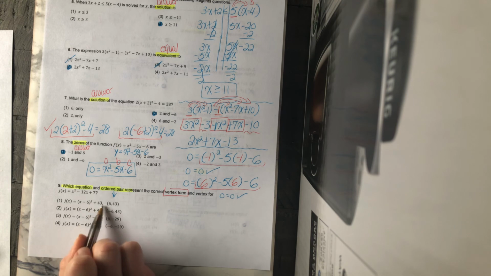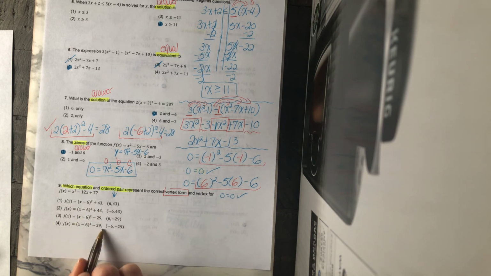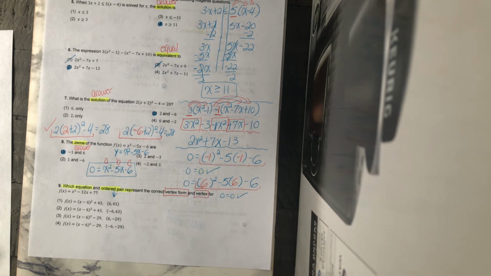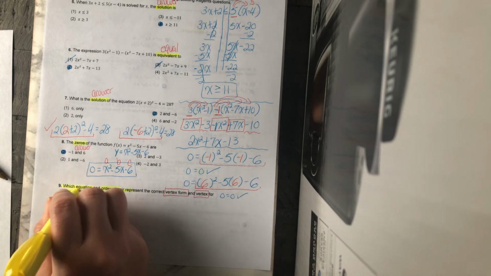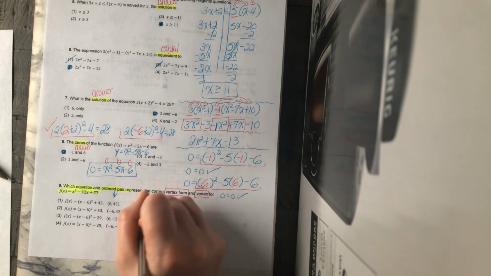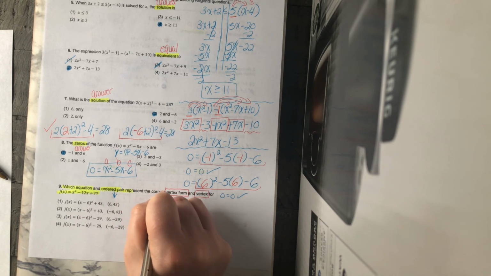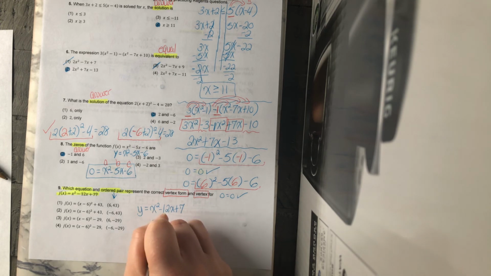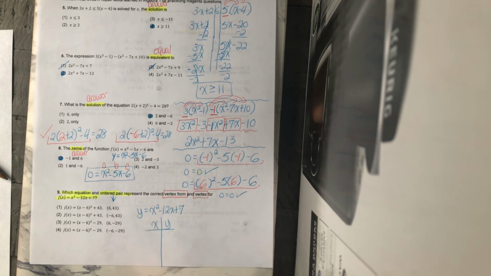So I know all of these equations are written in vertex form. And then I'm also looking for the correct vertex. And all of that information comes from this one equation right here. Okay. The best bet would be for you to type this function into the graphing calculator and look at the XY table. So in y equals, I would type in x squared minus 12x plus 7, and then I would look at the XY table.